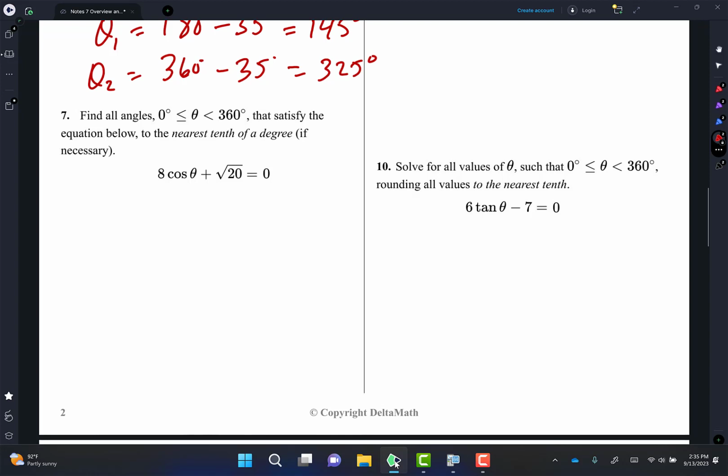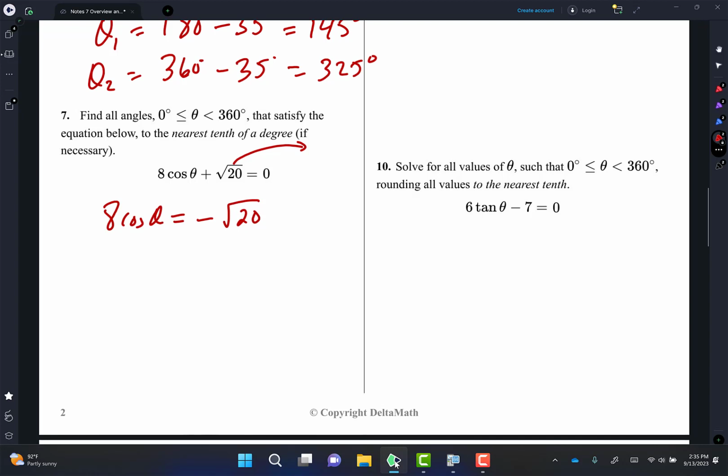All right. So how do you solve for theta? Well, you want to isolate cosine theta. So how do you do that? Move the square root of 20 to the other side. So it's going to turn to 8 cosine theta, and because I'm moving it to the other side of the equal sign, it's going to be negative square root of 20. Does anyone have issues with that?